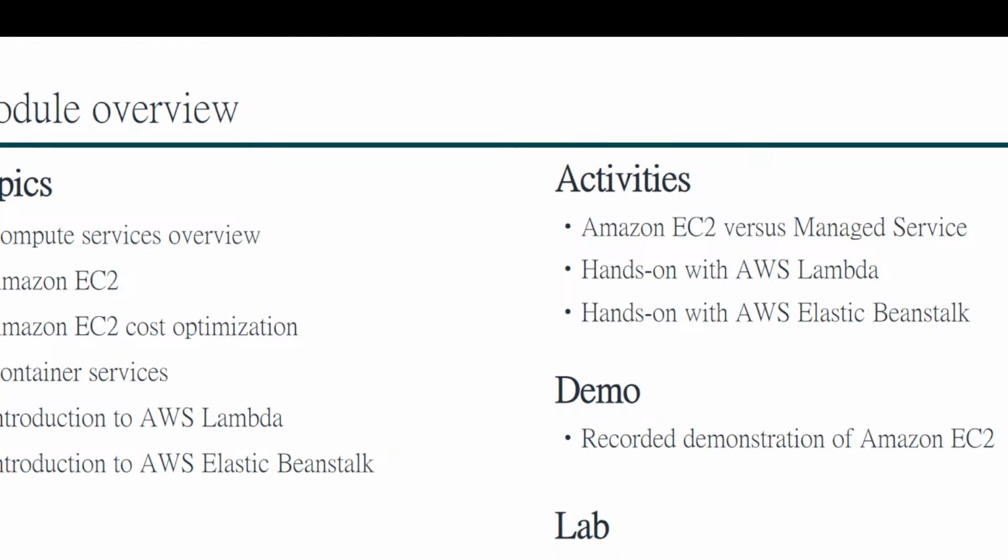Okay, so for this module, we will go through the compute service overview, EC2 cost optimization. So how can we optimize it? We use CloudWatch to see how much resources have been consumed, right? So we can optimize. But they also provide a system to dynamically change the configuration of the whole system.